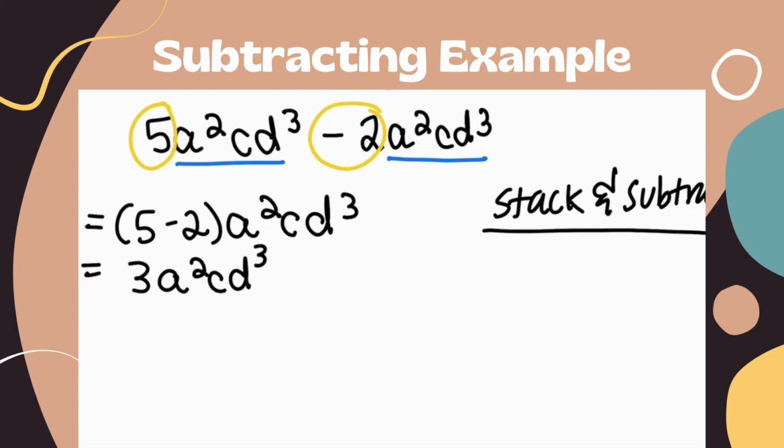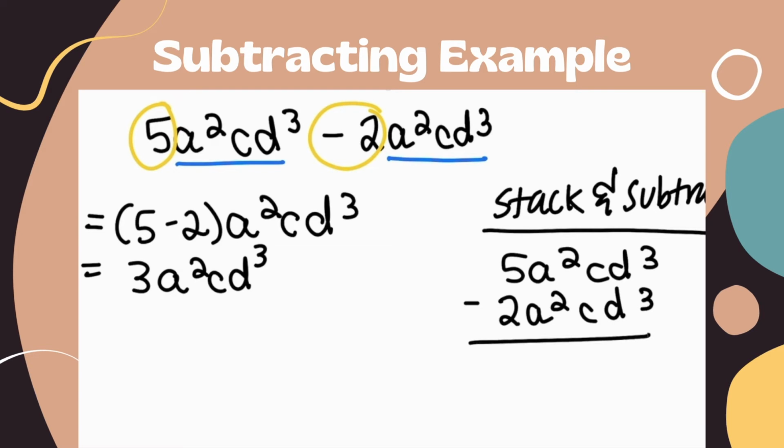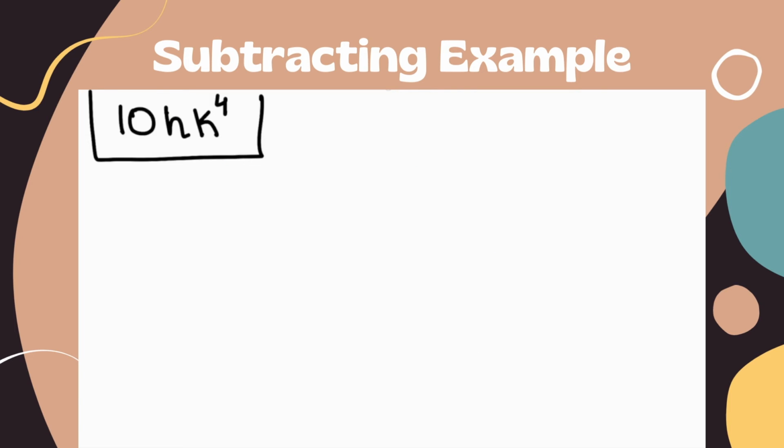So when we're stacking, it literally means you stack your terms on top of each other. So 5a squared cd cubed stacked on top of minus 2a squared cd cubed. And then you combine, right? 5 minus 2 is 3, a squared cd cubed. So either option gets you the same results. It's just a matter of which one you do correctly more often. Pick that method. I'm going to make you think a little differently on this problem.